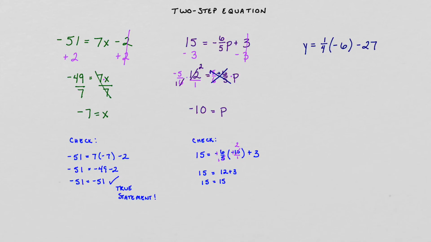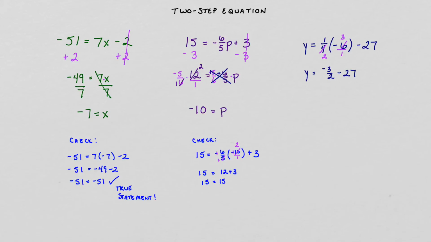The next step would be to check for multiplication and/or division. So I do see that we have a multiplication going on. I am going to write that -6 over a 1 so I can see if I can cross-reduce, and it looks like I can. I see that I have a -6 in the numerator and I have a 4 in the denominator. So both of those are divisible by 2. So my 4 will reduce to a 2. My -6 will reduce to a -3. This is going to result in y is equal to -3/2 minus 27.